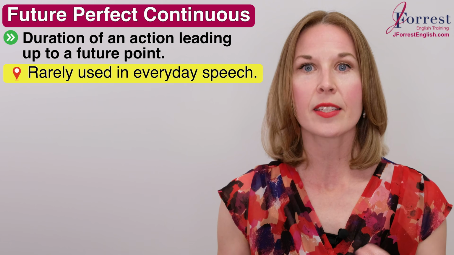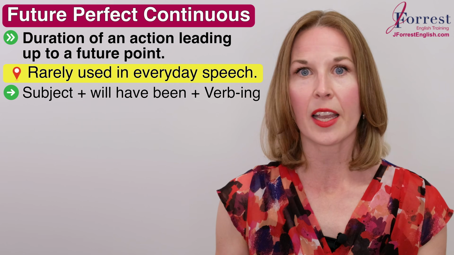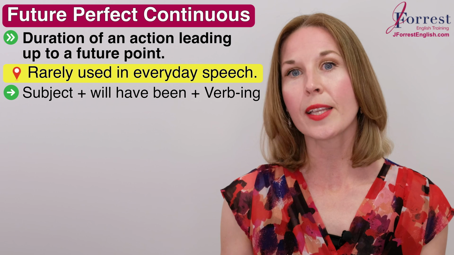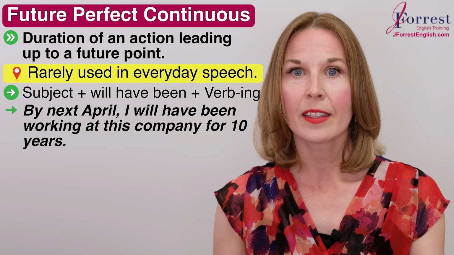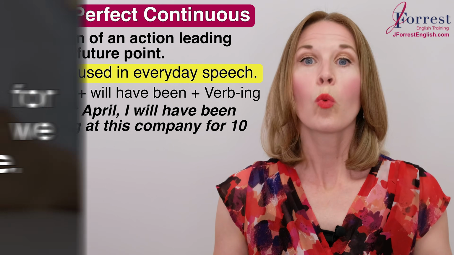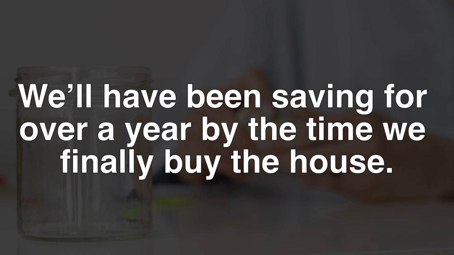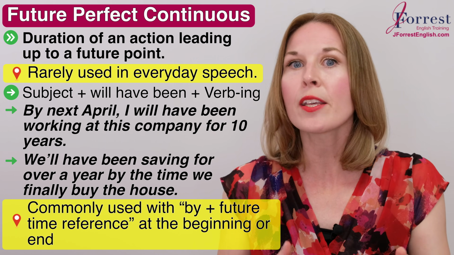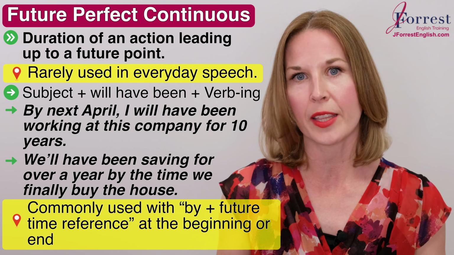The structure is subject plus will have been plus verb in the ing form. It's the same structure for all subjects. For example, "By next April, I'll have been working at this company for 10 years." Or, "I will have been saving for over a year by the time we buy the house." Notice this tense is also commonly used with "by" plus a future time reference, and you can place this at the beginning or the end.